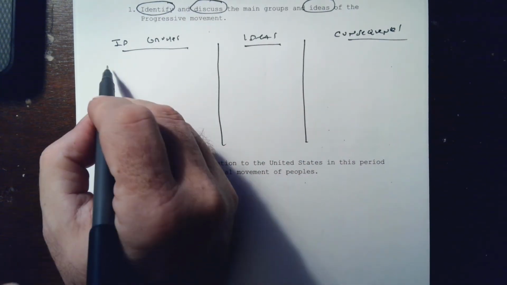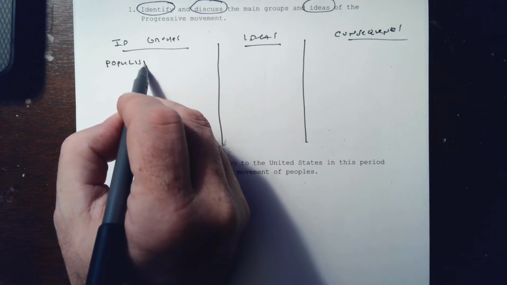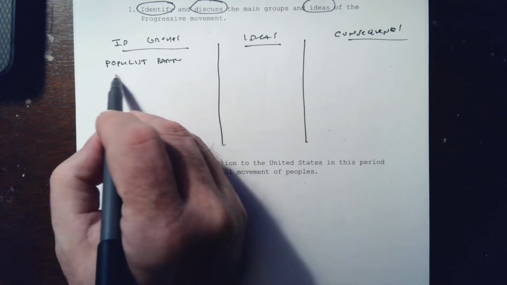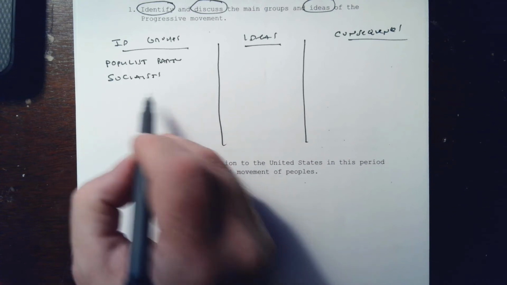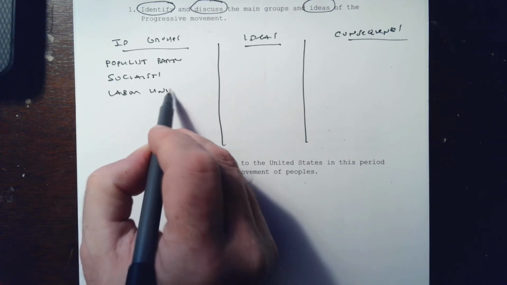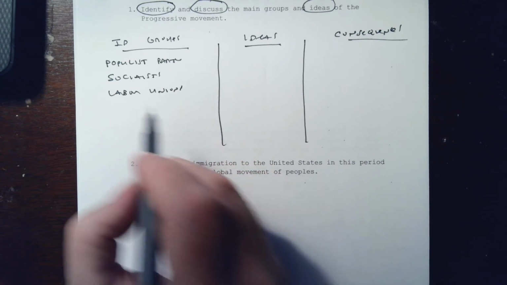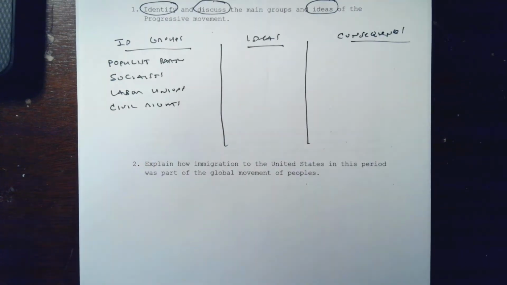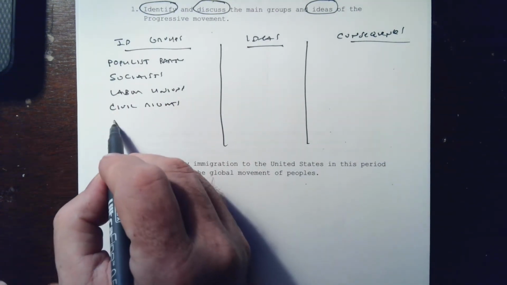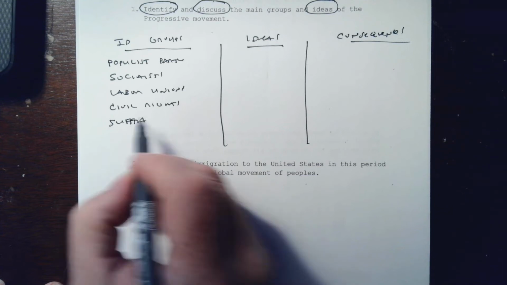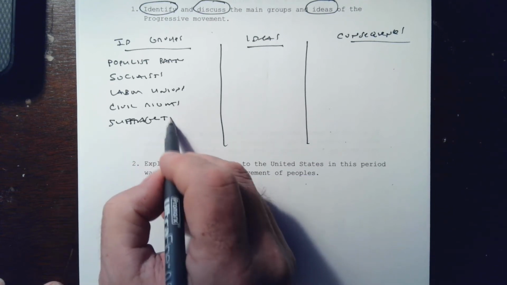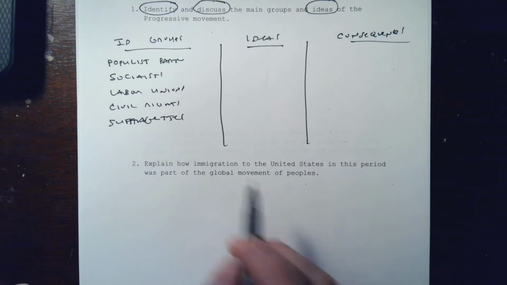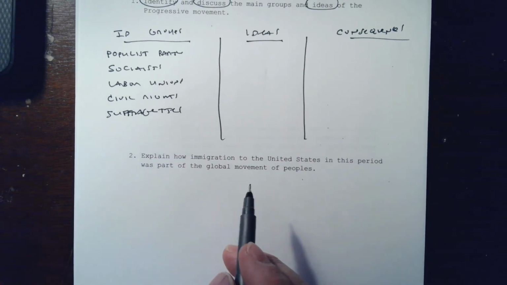Here, you're talking about the Populist Party. You're talking about socialists. You're talking about labor unions, excuse me. To some degree, you're also going to talk about civil rights groups. They're pretty much all the groups that are being talked about. Oh, and don't forget suffragettes. So let's just go through what their ideas are.